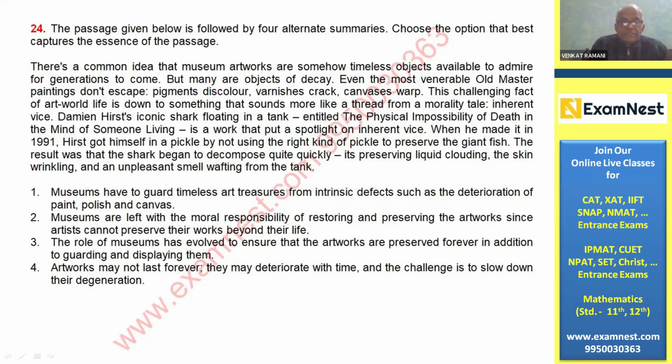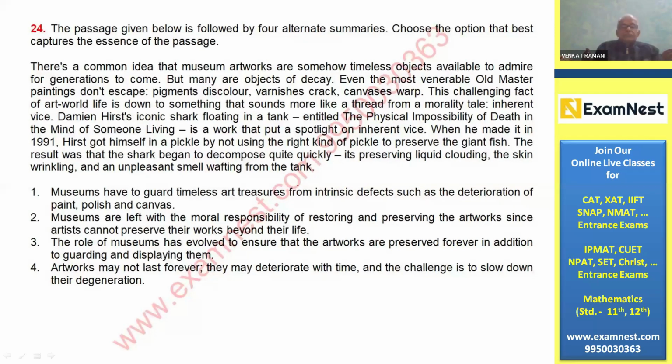When he made it in 1991, Hirst got himself in a pickle by not using the right kind of pickle to preserve the giant fish. The result was that the shark began to decompose quite quickly, its preserving liquid clouding, the skin wrinkling, and an unpleasant smell wafting from the tank.